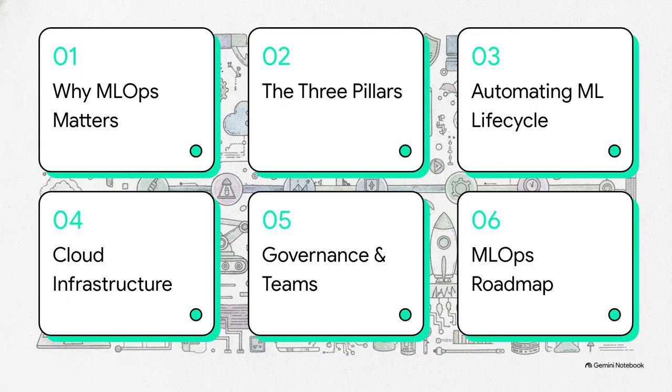So, to solve this massive failure rate, we're going to map out an actionable journey today, covering these 6 structural pillars: why MLOps matters, defining the 3 pillars, automating the ML lifecycle, infrastructure and cloud platforms, governance and team structures, and finally, your strategic MLOps roadmap.